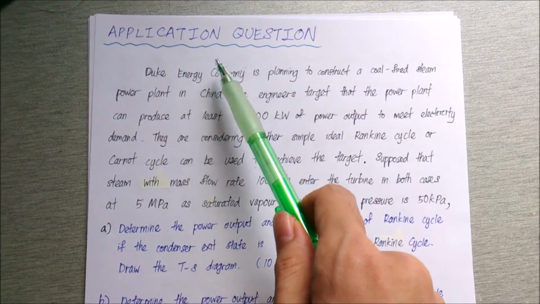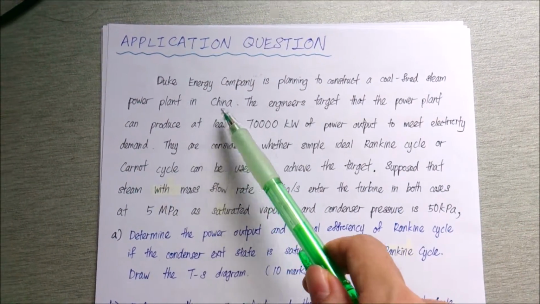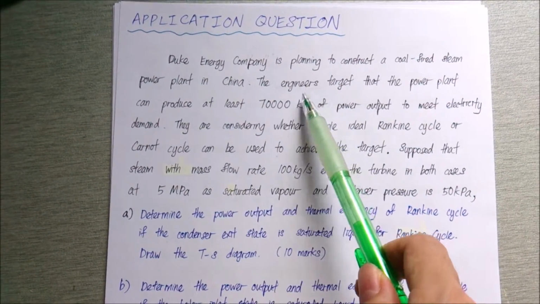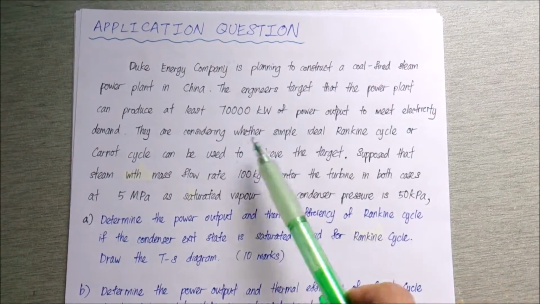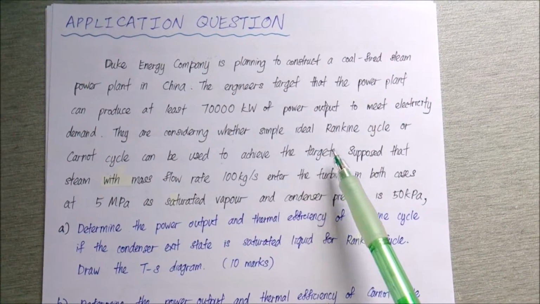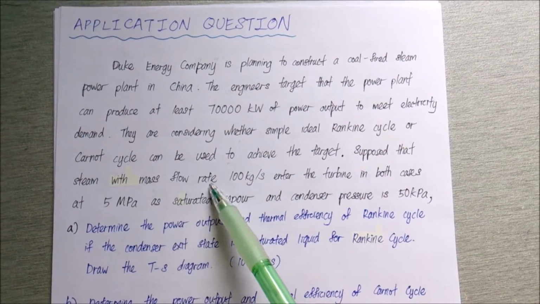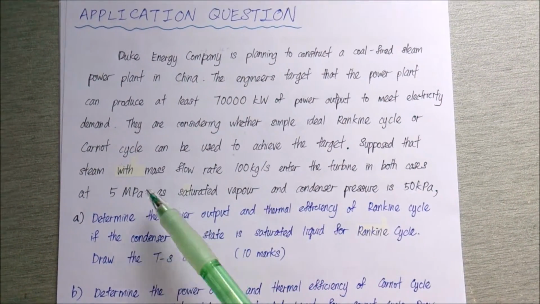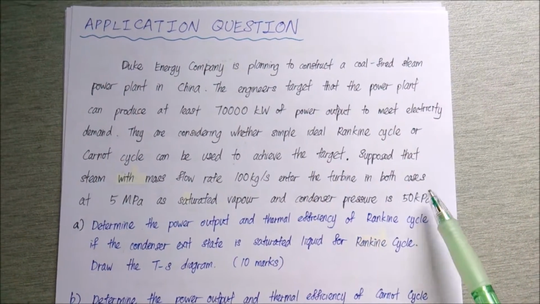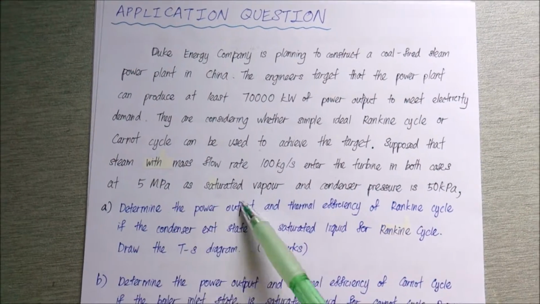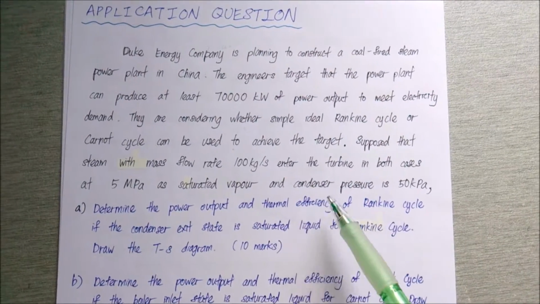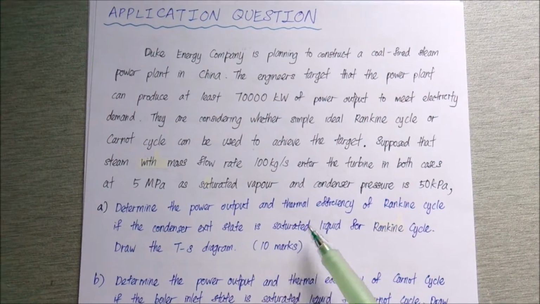The Duke Energy Company is planning to construct a coal-fired steam power plant in China. The engineers target that the power plant can produce at least 70,000 kilowatts of power output to meet the electricity demand. They are considering whether the simple ideal Rankine cycle or the Carnot cycle can be used to achieve the target. Suppose that the steam with a mass flow rate of 100 kg per second enters the turbine in both cases, at 5 megapascal as saturated vapor, and the condenser pressure is 50 kilopascal. So, determine the power output and the thermal efficiency of the Rankine cycle, if the condenser exit state is a saturated liquid for the Rankine cycle, and draw the TS diagram.